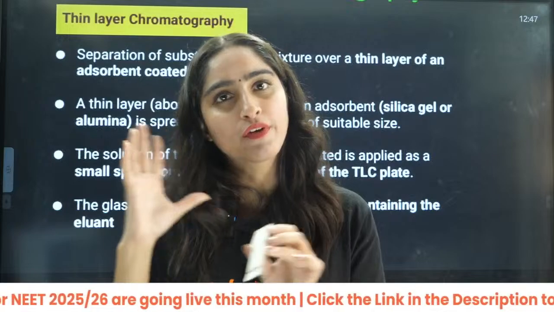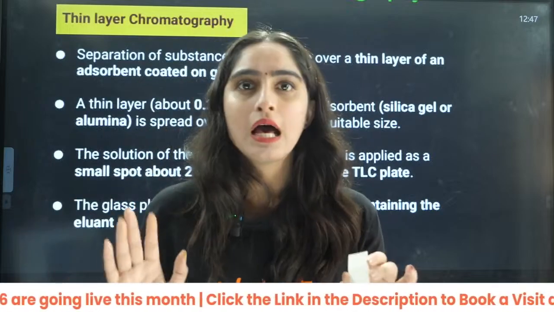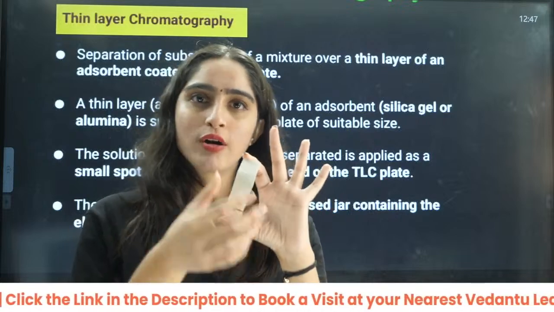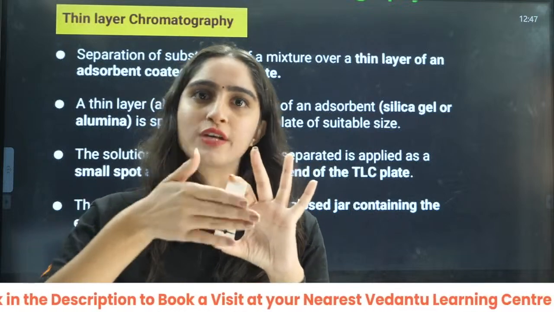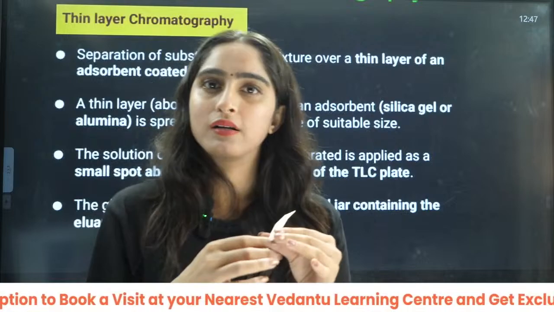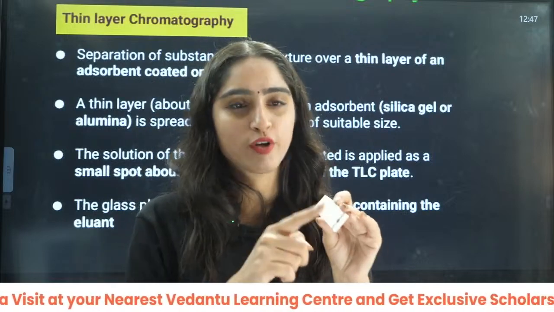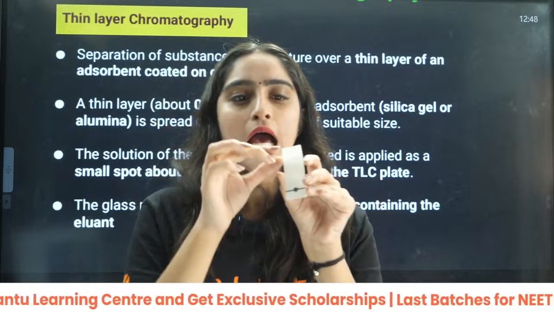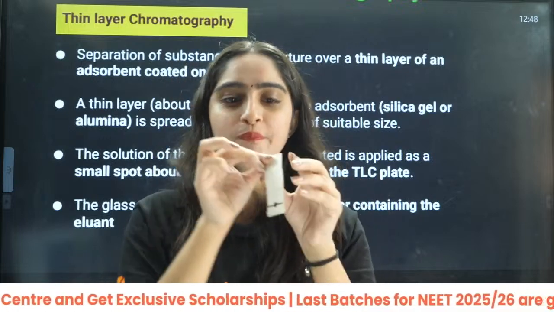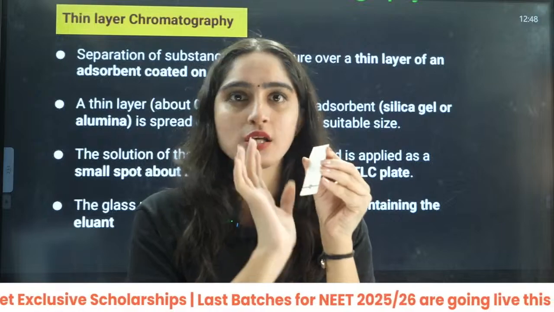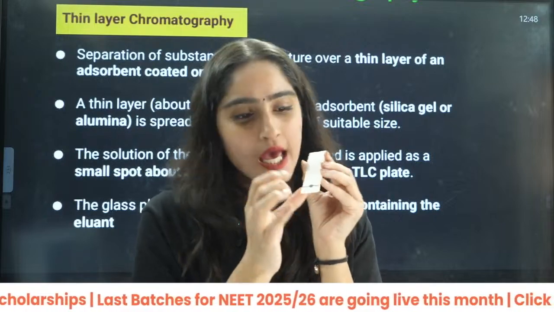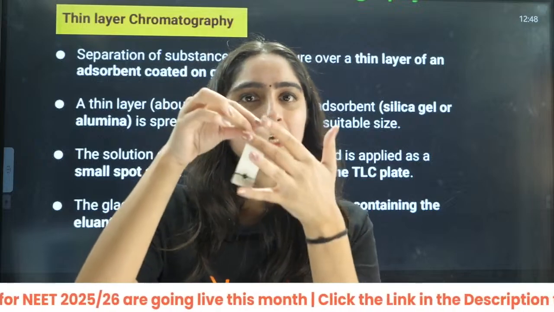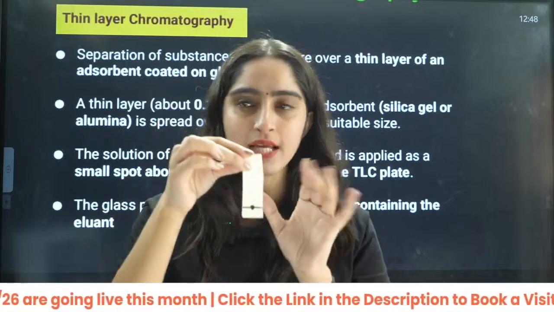In different labs, different things go. If your lab is very advanced, then they will give you a strip which already has the stationary phase on it. But when I used to do it, we used to apply this on the strip. So this is your stationary phase. The mixture is present here, and the stationary phase is over that, on that thin layer.